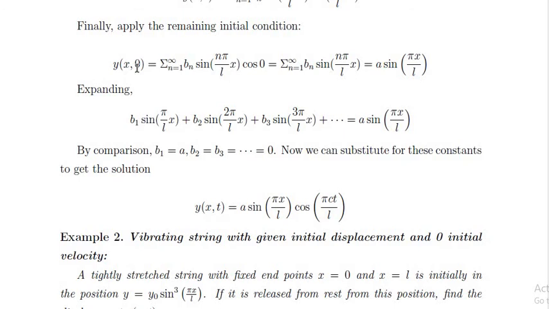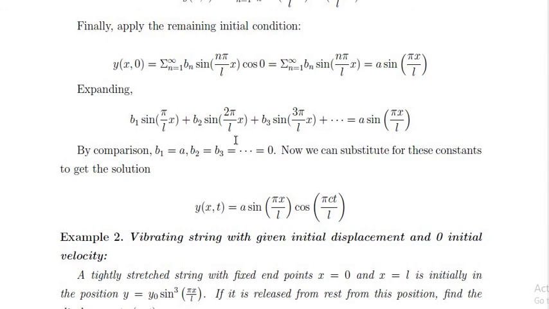So put t equal to 0 in the above equation. It becomes y of x0 equal to sigma n equal to 1 to infinity Bn sin n pi by L x into cos 0. Cos 0 is 1, which is equal to sigma n equal to 1 to infinity Bn sin n pi by L x. But y of x0 is given as a sin pi x by L. Then expand the left side. You give values for n: b1 sin pi by L x plus b2 sin 2 pi by L x plus b3 sin 3 pi by L x plus etc. is left side. But right side equal to a sin pi x by L, which is given condition.